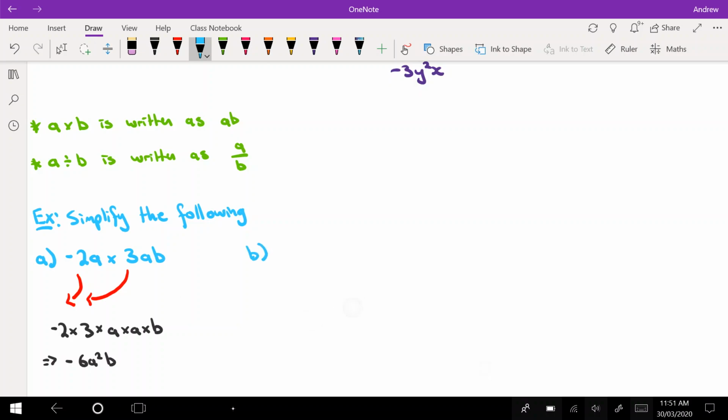B, 12ab squared divided by 3ab. Well, again, I can rewrite it as a fraction, so it's 12ab squared over 3ab. And now it just becomes a matter of cancelling out common factors. So the b squared and the b are going to cancel out. The a and the a are going to cancel out. And the 12 and the 3 is just going to become 4 over 1. So now we can rewrite all of this simply as 4b. And that's going to be my final answer for that one.